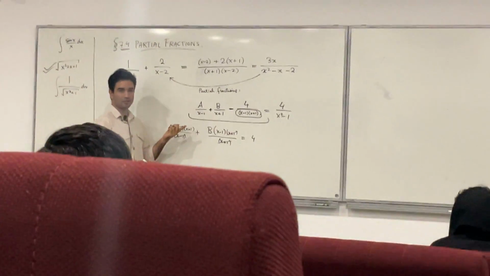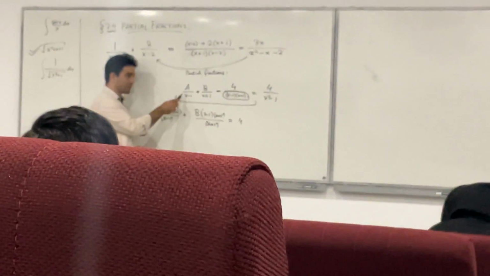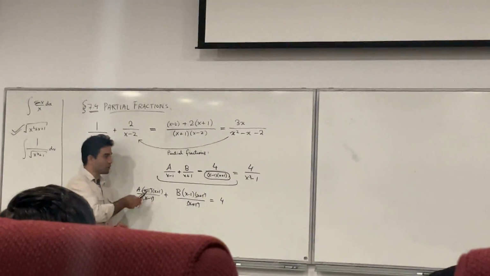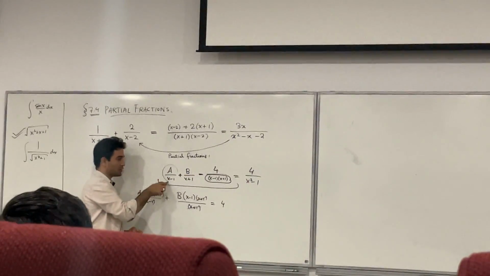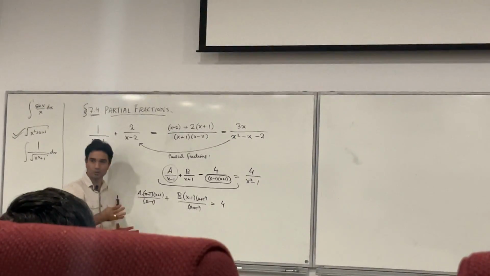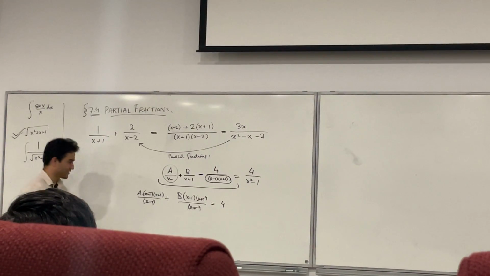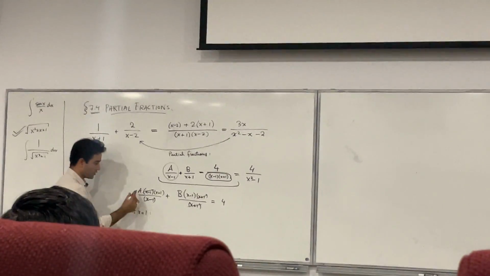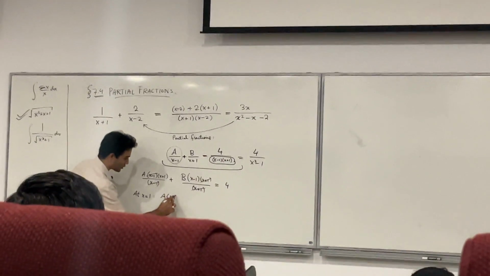Does that make sense? So if I plug x equals minus 1 into this expression, not this expression, but this one, the only constant that survives is the one that was sitting over x minus 1. So for example, at x equals 1, we get a times 1 plus 1 plus b times 0 is 4. That means a is 2.